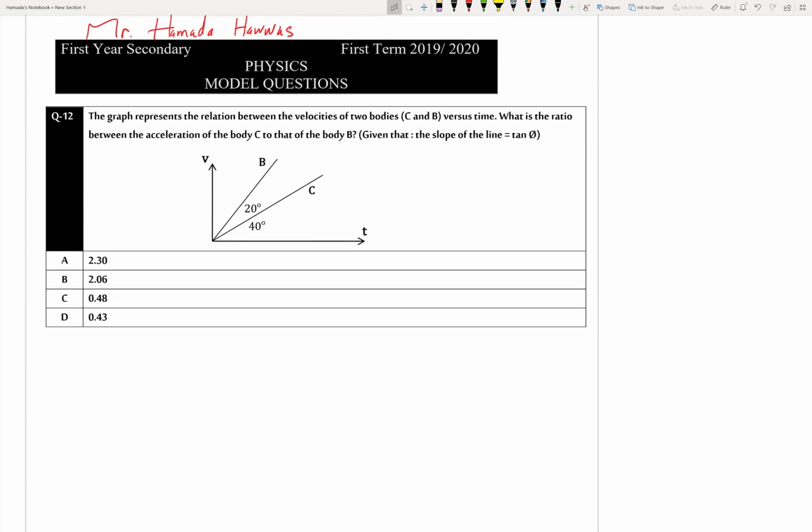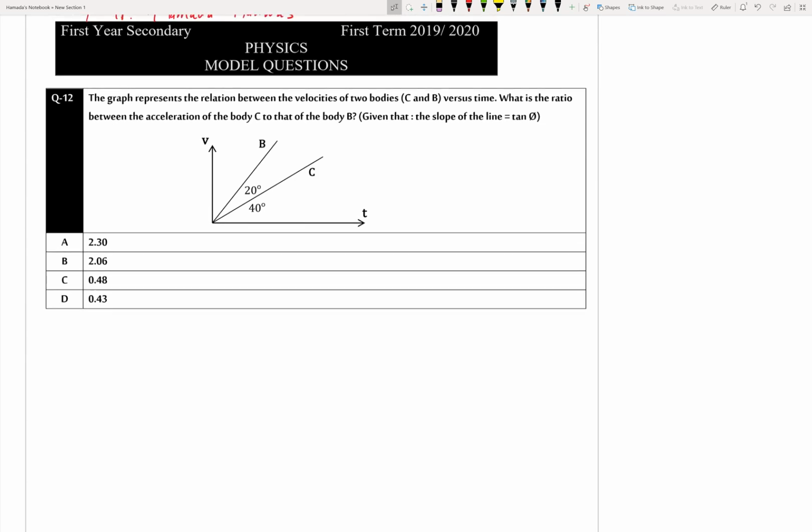Question number 12 and the last one. The graph represents the relation between the velocities of two bodies, C and B, versus time. It is a velocity time graph, used to find the acceleration. What is the ratio between the acceleration of the body C to that of the body B, given that the slope is tan phi? That gives you the relation that you are going to use. Of course, tan means the opposite divided by the adjacent, which is V over T. We want to find AC divided by AB.